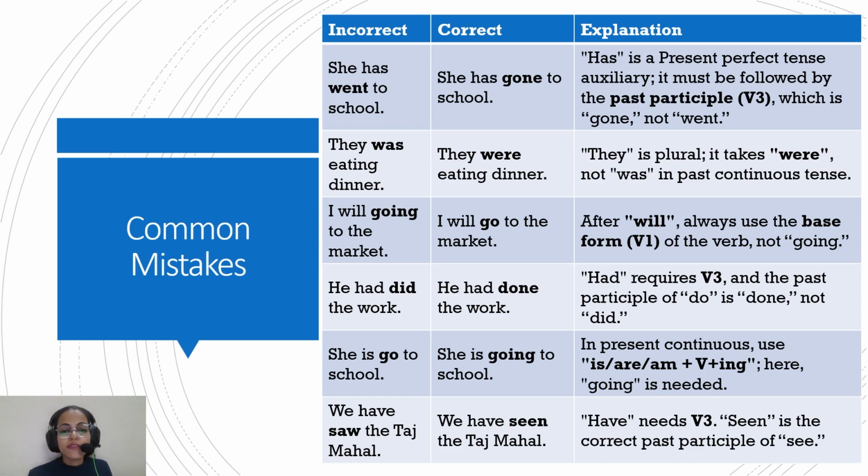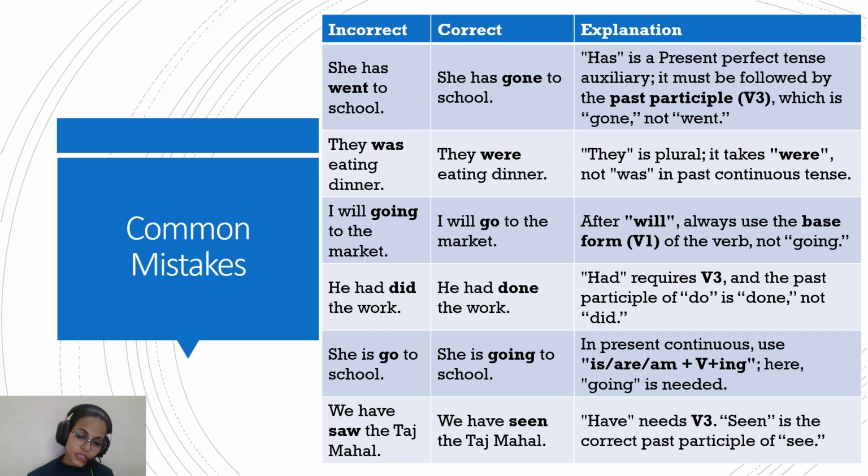Okay. "They was eating dinner." No, of course not. "They were eating dinner." They is plural, so it will take were and not was in the past continuous tense. "I will going to market." "I will go to market," because of course after will you always use the base form of verb, that is the first form of verb. "I will go to the market" and not "I will going to the market." It does not make any sense.